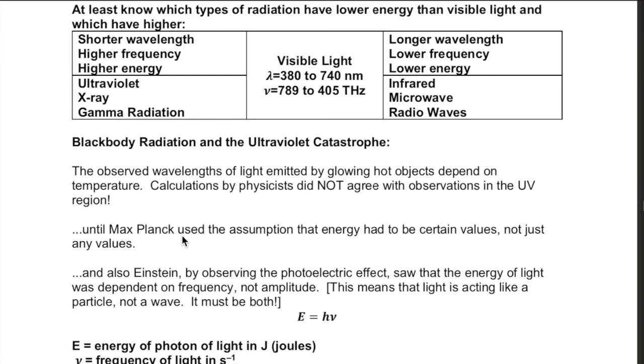And so what made these calculations work was the assumption that energy had to be certain specific values. It could not just be any number. It had to be certain values. And he wasn't sure why that was, but when he made that assumption, the calculations just worked out so much better. And then Einstein recognized that the energy that light has is not dependent on its amplitude.